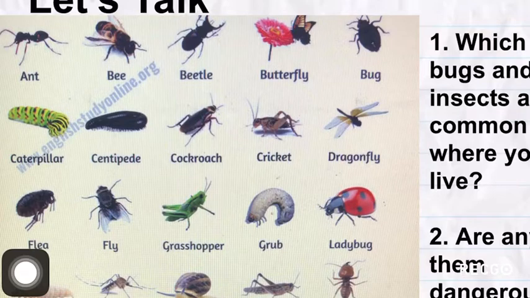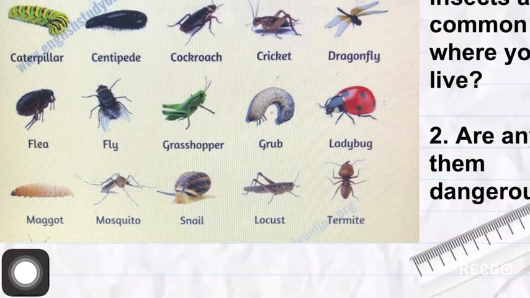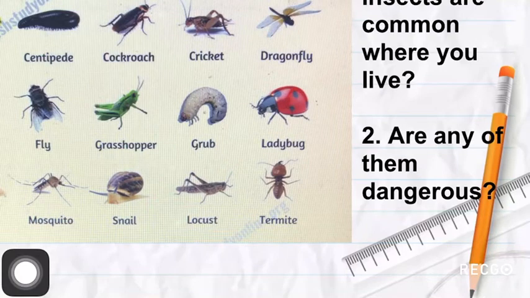So think about these insects and bugs, and decide, have you ever seen them at your home or at the place where you live? In the kitchen, the washroom, in the garden of your home, wherever. If you ever have seen them, then you will say that yes, I have seen this insect or bug in my home.